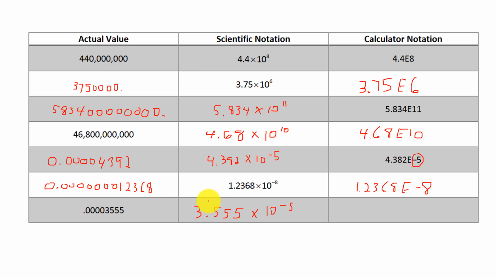And again, we can always double check these and verify our answer. And the technology output, we would have 3.555 e to the -5.